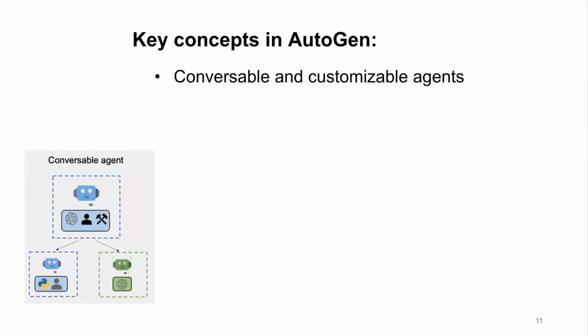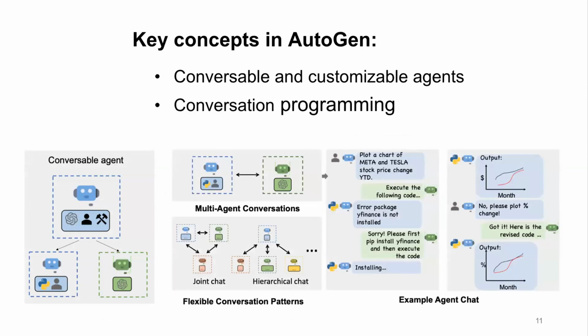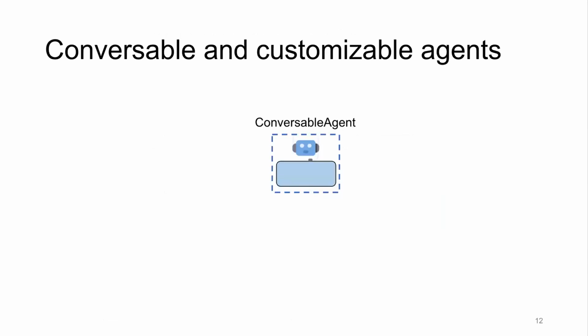So there are two key concepts in AutoGen. The first one is conversable and customizable agents, which we will discuss later, that can interact with each other. The second idea is conversational programming. It's similar to the first one, but why do I list a second key point here? We'll dive into that.